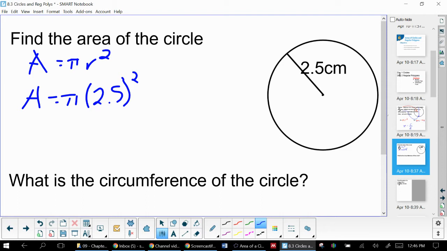And when I do that, my calculator tells me that it is 19.63, and this is centimeters squared. We're talking about area here.